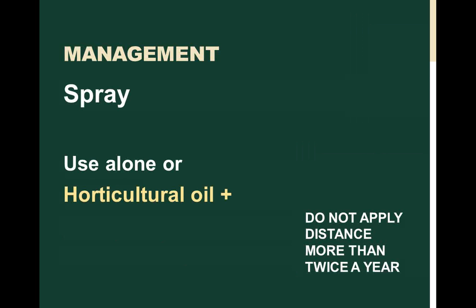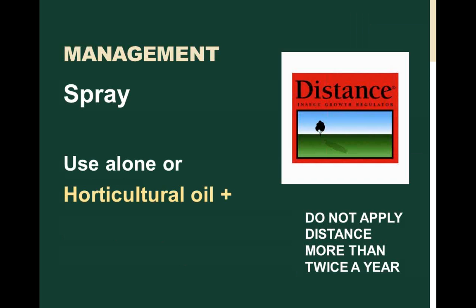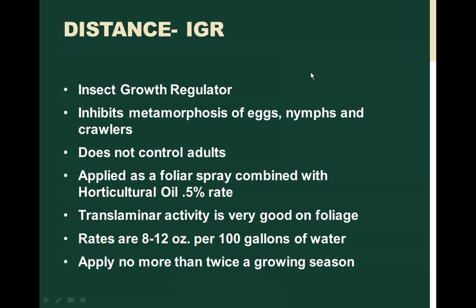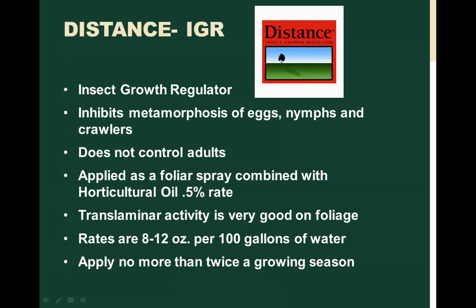Another product that we recommend using is Distance, and this is an insect growth regulator. It's used on the crawlers. It will not control the adults. It's basically used on the developmental young. And you use this in combination with oil at the time when the crawlers start to emerge, and that depends on the particular scale. One thing that Distance does, it inhibits the growth and the development of these eggs and nymphs. And like I mentioned, it does not control the adults.